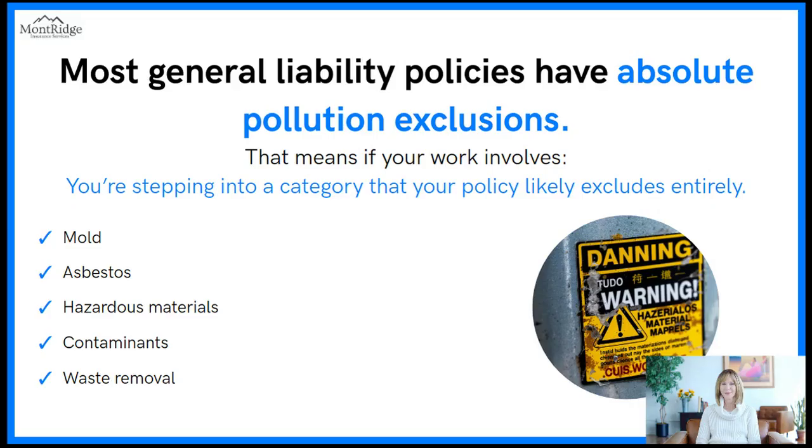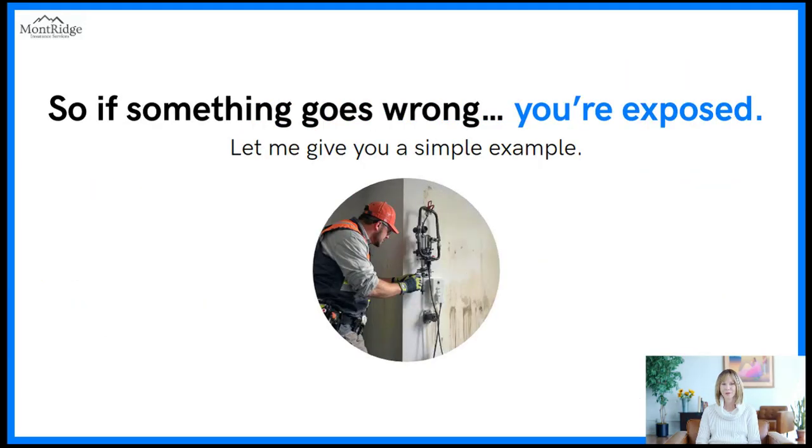Most general liability policies have absolute pollution exclusions. That means if your work involves mold, asbestos, hazardous materials, contaminants, waste removal, you're stepping into a category that your policy likely excludes entirely. So if something goes wrong, you're exposed.